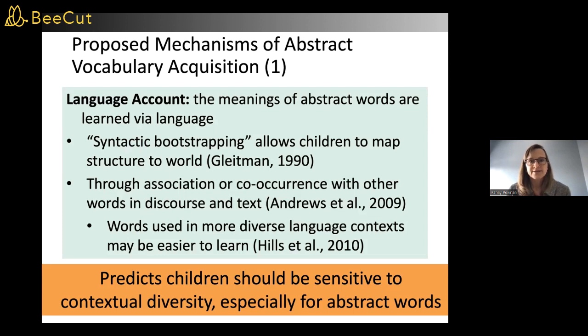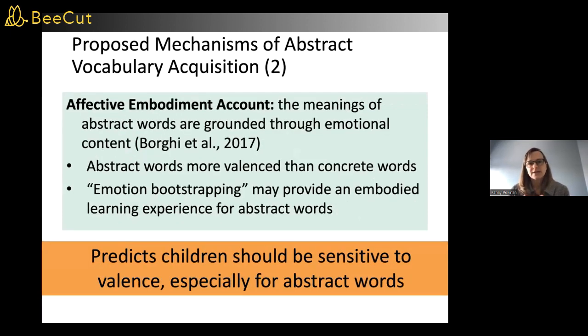So that's one mechanism. The second mechanism is the affective embodiment account. And this is the idea that emotion might be particularly important to acquisition of abstract concepts. This proposal came from some observations. One is that if you look at the emotional valence of abstract and concrete words, it tends to be higher for abstract words. So abstract words on average tend to be more valenced, have more emotional connotation than concrete words, which was an interesting clue, some people thought.